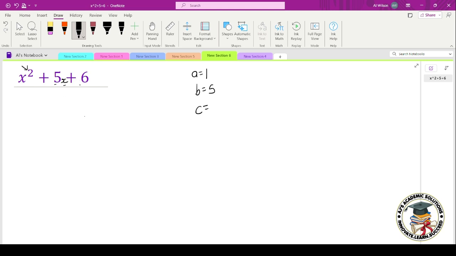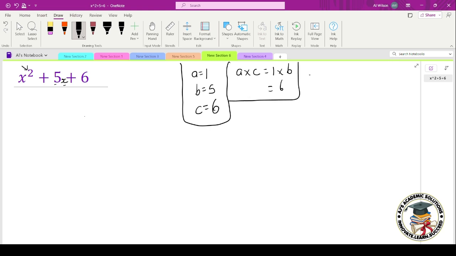And c is going to be the constant. That is going to be the number by itself. And in this case, the number is 6. So this is our information from the expression. What we're going to do now is we're going to have a times c. So the value of a is 1, and the value of c is 6. 1 times 6 is 6.